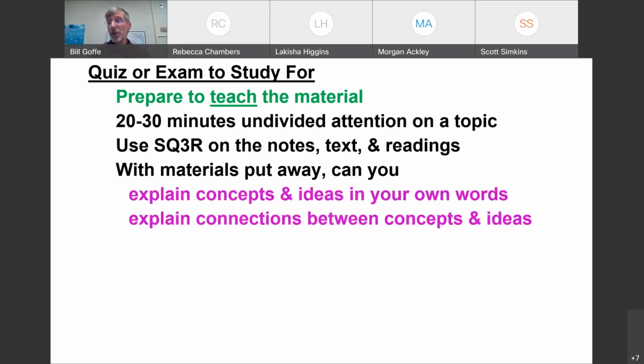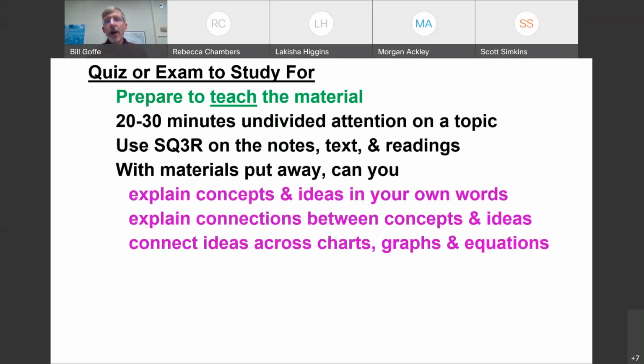Can they explain connections between ideas and concepts? Can they describe how an own price elasticity is similar and different from an income elasticity? How supply curves are similar, but also different from demand curves? And can they connect the ideas across all the ways we represent those things with charts, graphs, and equations?